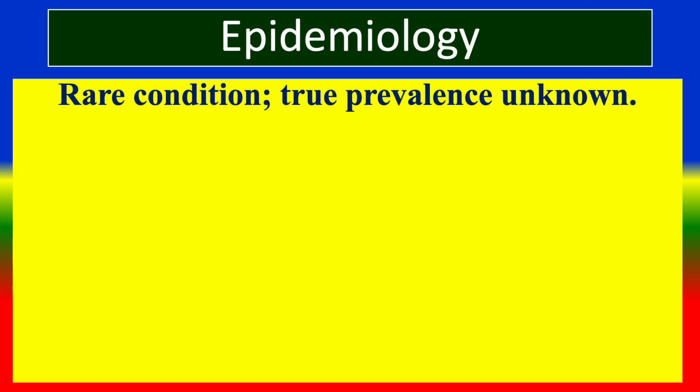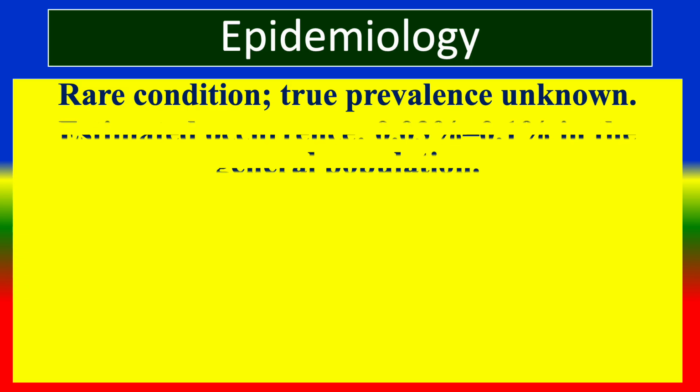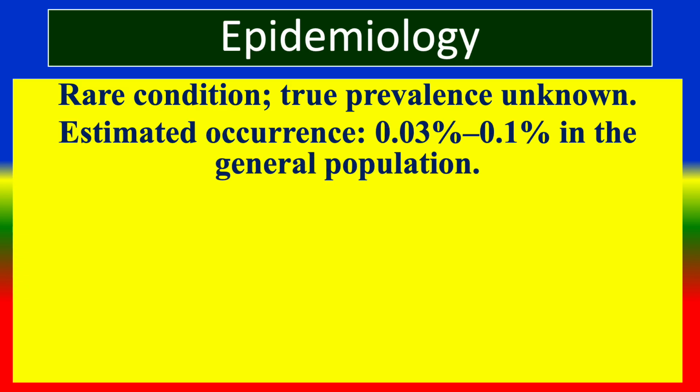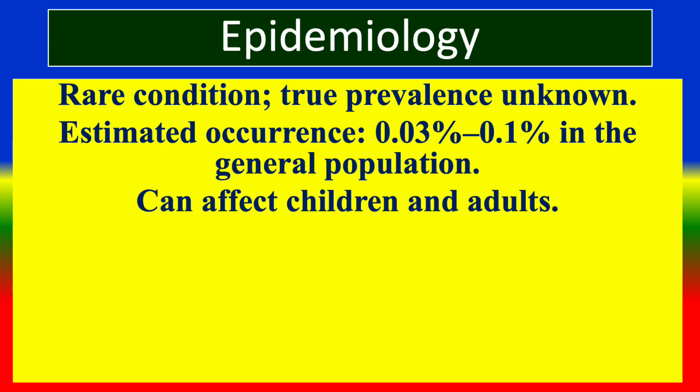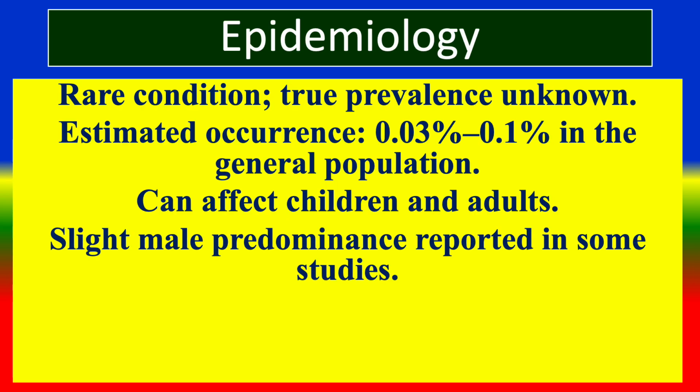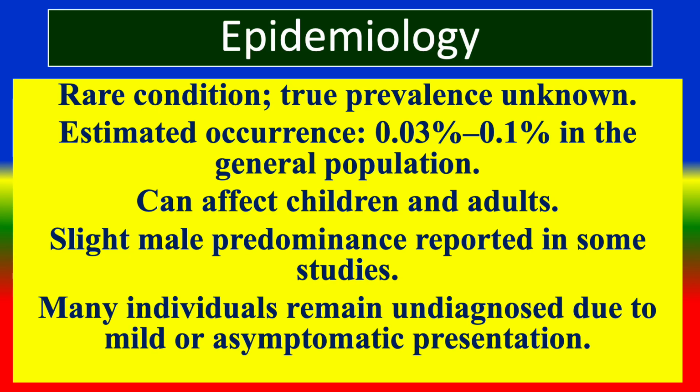Epidemiology: rare condition, true prevalence unknown. Estimated occurrence 0.03% to 0.1% in the general population, can affect children and adults. Slight male predominance reported in some studies. Many individuals remain undiagnosed due to mild or asymptomatic presentation.